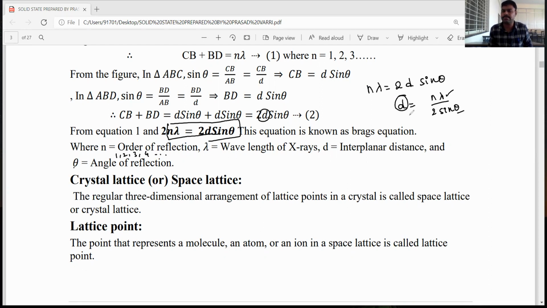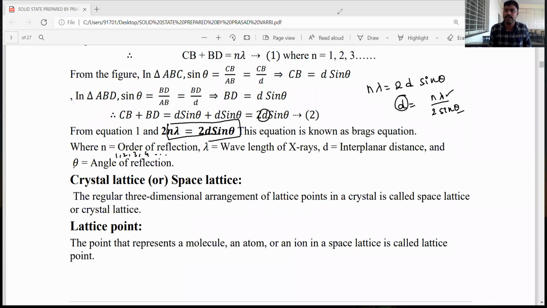Okay, d is called the interplanar distance between the crystalline structures. Solids are arranged in planes, plane 1, plane 2, plane 3, in a systematic three-dimensional manner. Okay, dear students, X-rays are useful to study crystal structures. By using the X-ray diffraction technique, Bragg derived one equation, known as Bragg's equation: n lambda is equal to 2d sine theta.